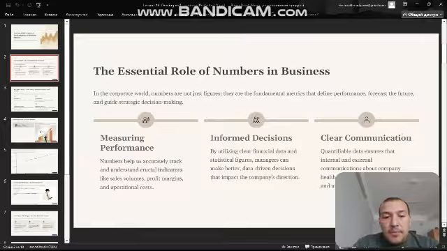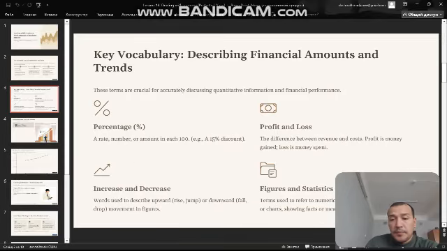Measuring performance. Numbers help us accurately track and understand crucial indicators like sales volumes, profit margins, and operational costs and make informed decisions. By utilizing clear financial data and statistical figures, managers can make better data driven decisions that impact the company's direction. And it also helps clearly communicate. Quantifiable data ensures that internal and external communications about company health and project status are precise and unambiguous.